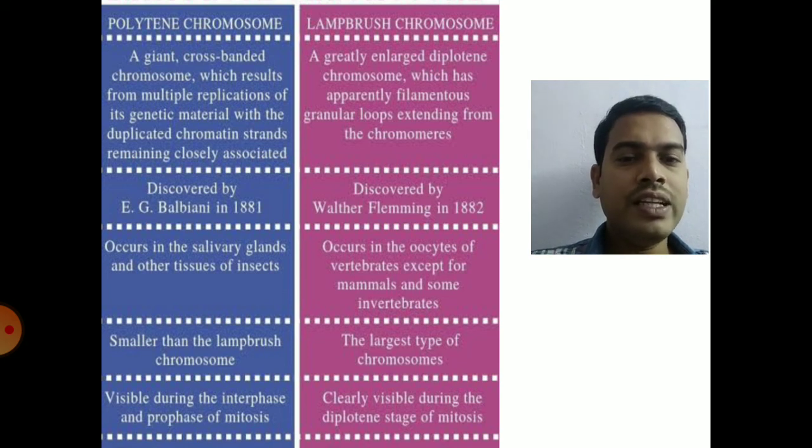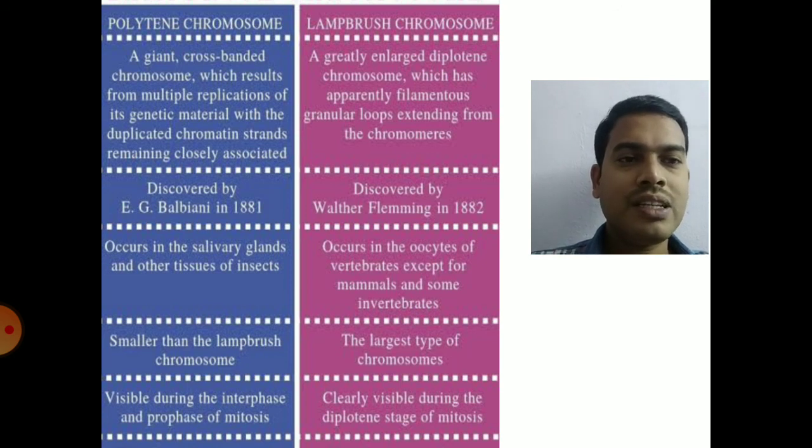They are visible in the interphase and prophase of mitosis. They are present in the salivary glands of dipteran insects like Drosophila. Lampbrush chromosomes are seen in amphibian oocytes, invertebrates. They can be seen clearly in the diploid stage. In amphibian oocytes, especially at the diploid stage, they are clearly seen. They look like a brush of a chimney, hence called lampbrush chromosomes.